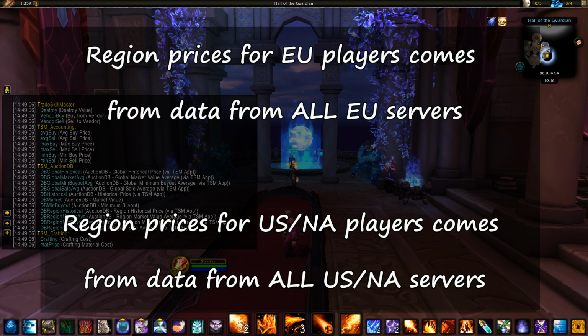If you're an EU player, then region price is the average of DB Market over all EU realms as of the last update. It doesn't include any US information because it's specific to EU servers, because it's for EU players. Now the opposite is true for US. If you're NA or US, the region price is the average of DB Market over all US realms as of the last update.